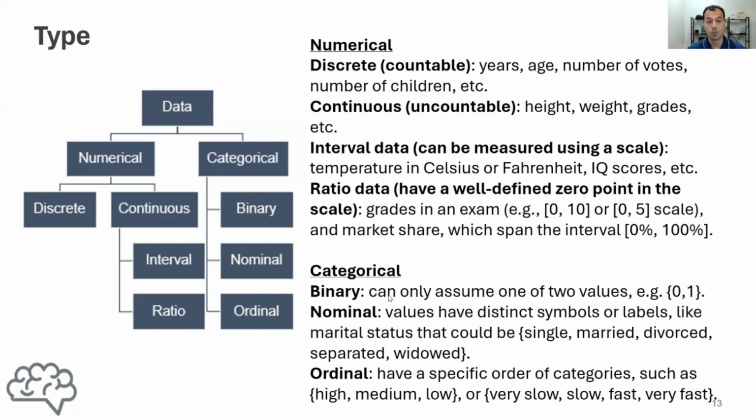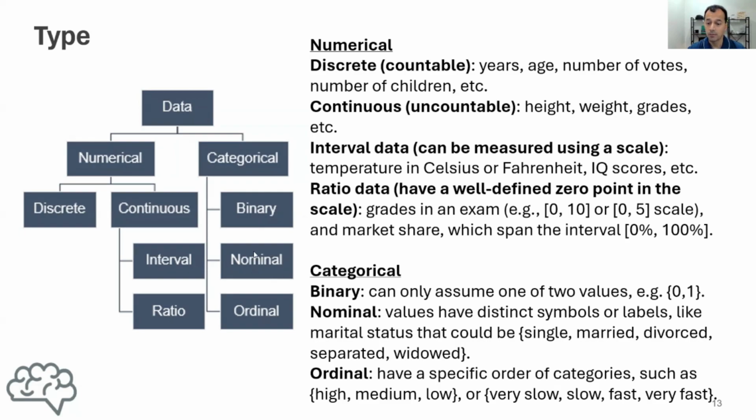The binary variables are the ones that can only assume 2 values. The most common ones are 0 and 1, but it could also be true or false. It could also be -1 plus 1, or different 2 categories that you want to use.